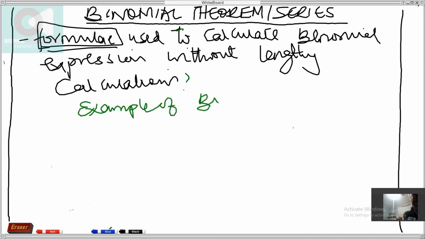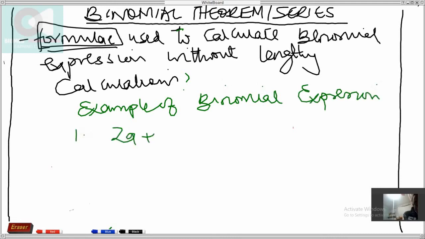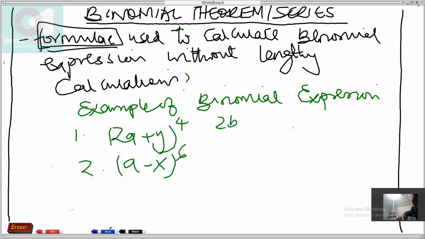Example of a binomial expression. And let's see some examples here. 2a plus y raised to 4. We have also a minus x raised to 6. We have also maybe 2b minus 1 divided by c raised to 4.